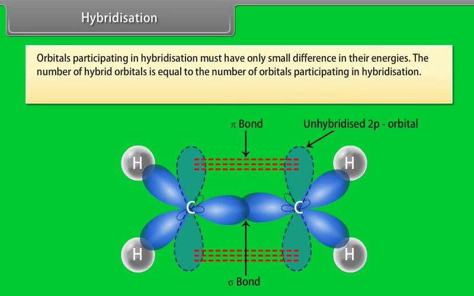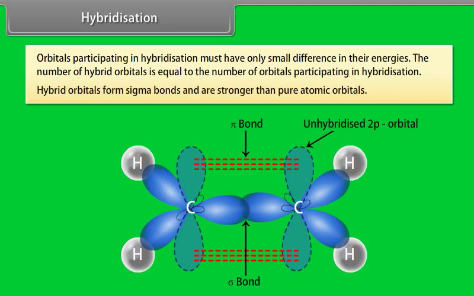Orbitals participating in hybridization must have only a small difference in their energies. The number of hybrid orbitals is equal to the number of orbitals participating in hybridization. Hybrid orbitals form sigma bonds and are stronger than pure atomic orbitals.